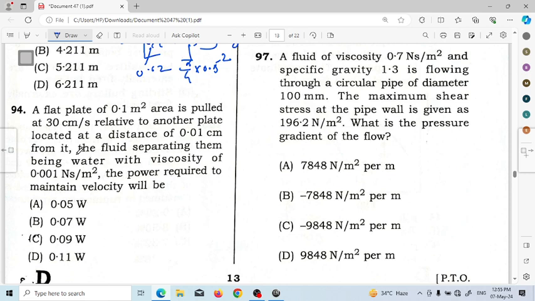Next, question number 94. A flat plate of 0.1 meter square area is pulled at 30 centimeter per second relative to another plate located at a distance of 0.01 centimeter from it. The fluid separating them is water with viscosity given as 0.01 Newton second per meter square. Then the power required to maintain the velocity will be.